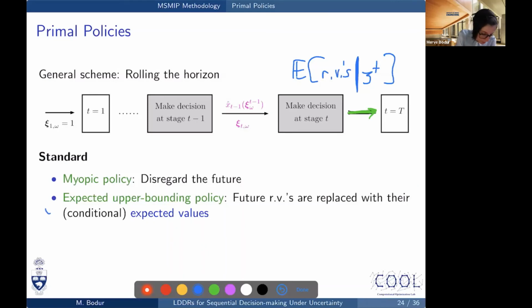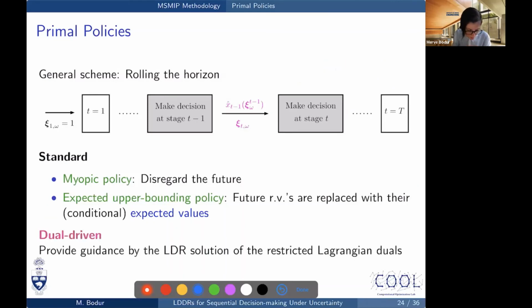So this will be one of our benchmarks in our numerical experiments that I will present shortly. But we can do something better with our LDR decision variables. So if I'm here, what I can do is I can guide, for instance, this policy. I can modify this optimization problem by using these alpha or beta LDR decision variables. In other words, I can use my LDR dual solution to provide some guidance to make my decisions. And these are the solutions that we will compare against this benchmark expected upper bound policy.